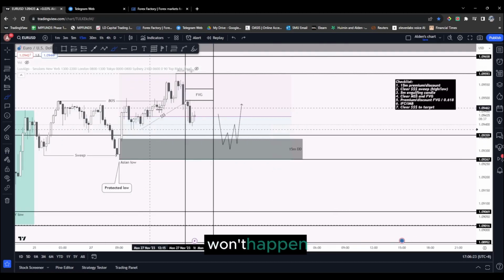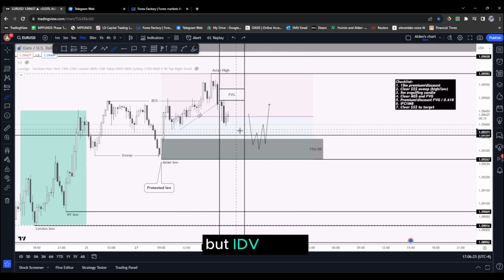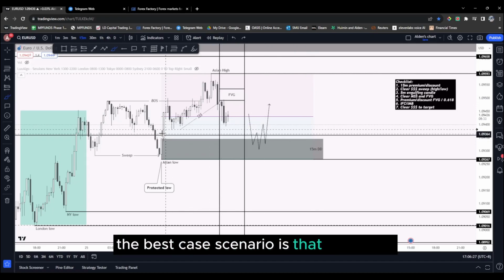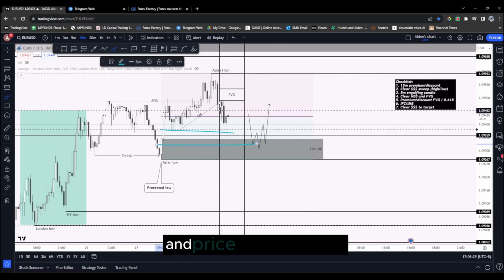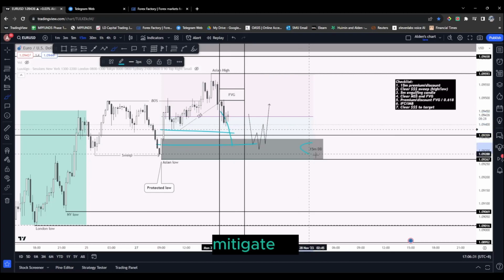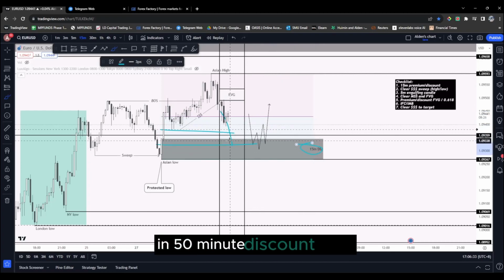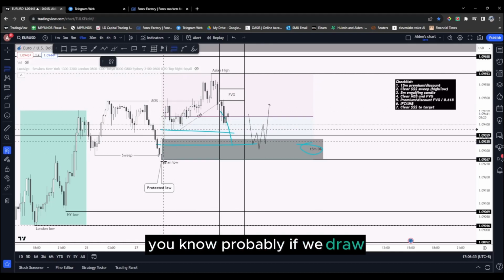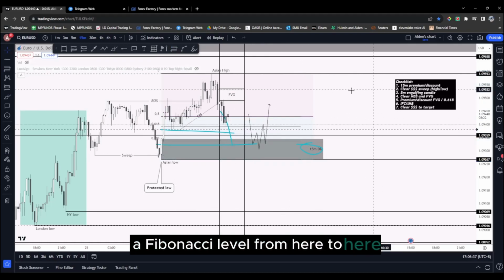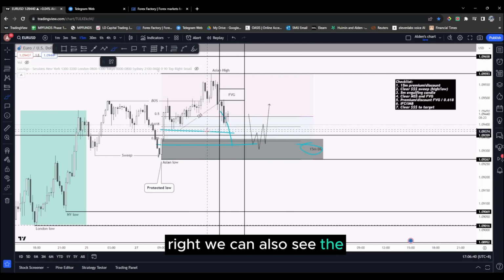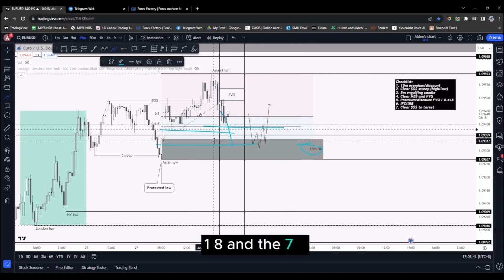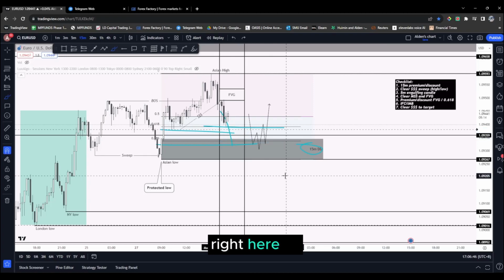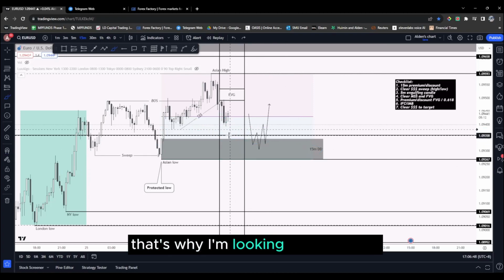I'm not saying it won't happen, but ideally I think the best case scenario is that we have some fair value gap here and price will come down to this fair value gap, mitigating the 15-minute demand and 15-minute discount levels. If we draw a Fibonacci level from here to here, we can also see the 618 and the 786 region right here. So that's where I'm looking to take longs.